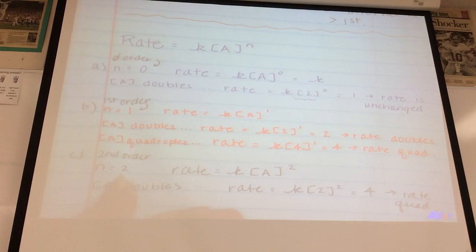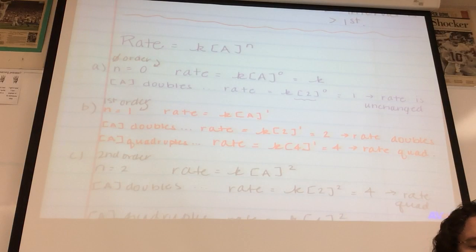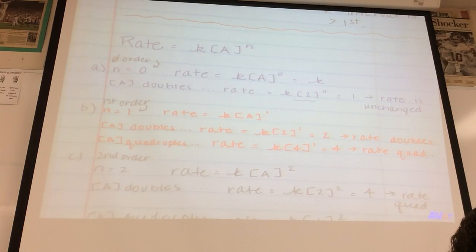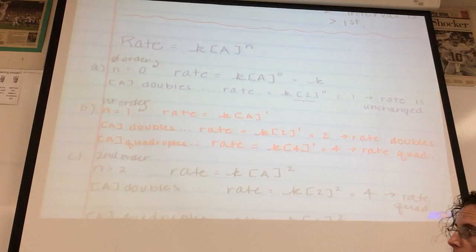And if you quadruple the concentration of A, you'll put a 4 in here. What do you get? 4 squared is 16. So the rate increases by a factor of 16.